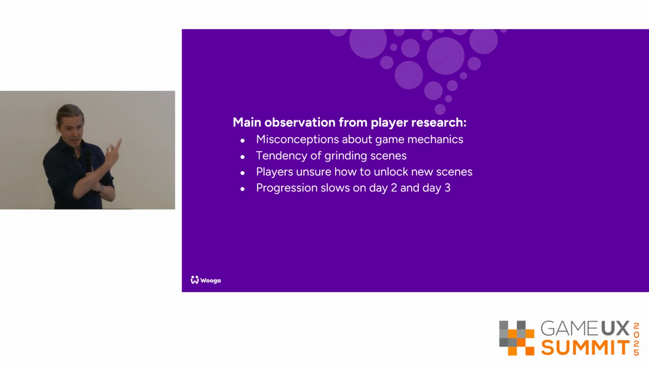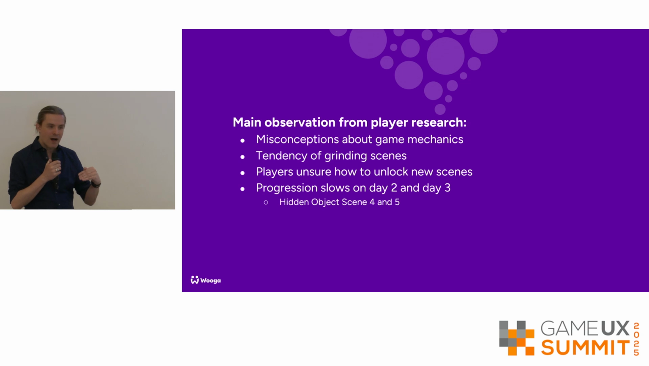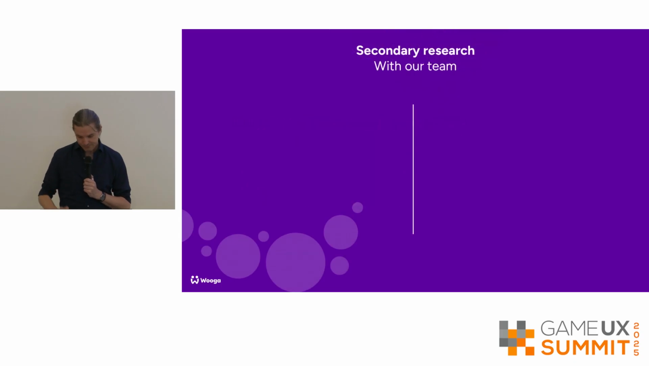The progression, as we saw earlier, got slower around day 2 and day 3, and that overlapped with hidden object scene number 4 and 5. So we saw something happening around this area, not just in how fast they can play, but also where they get frustrated. And the consequence is something like, if you have a game and you can't play the game, you get frustrated. And now we want to look at why, what is stopping you, and what are you missing to understand how to unlock the next step in the game to continue.